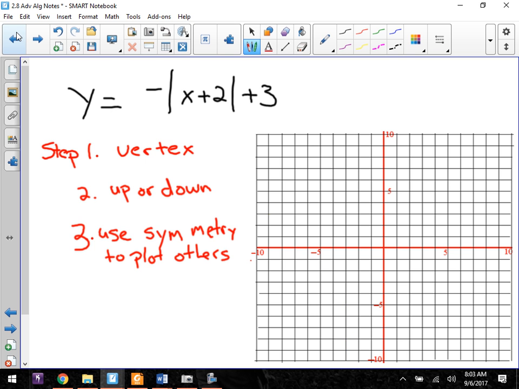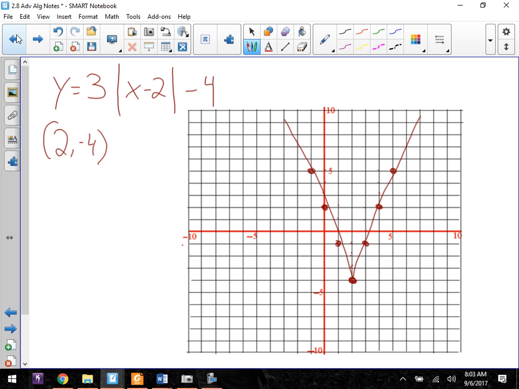For this one? Remember, it's x minus h. So if it's x minus h plus k, the ordered pair is h, k. All right. Does that make sense? That's fine.